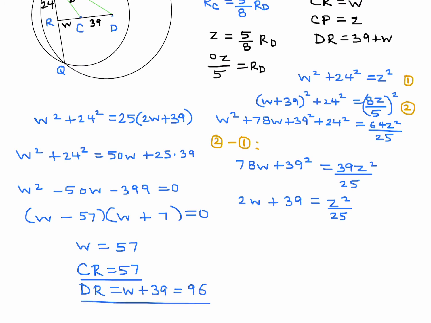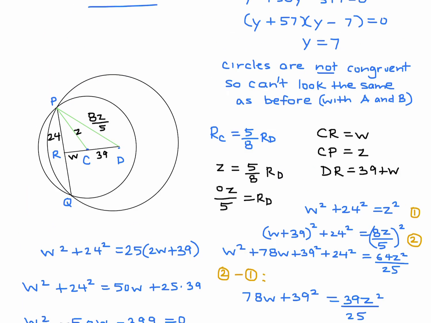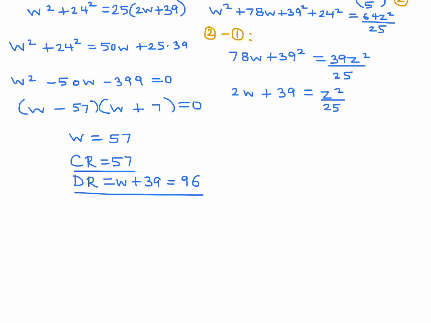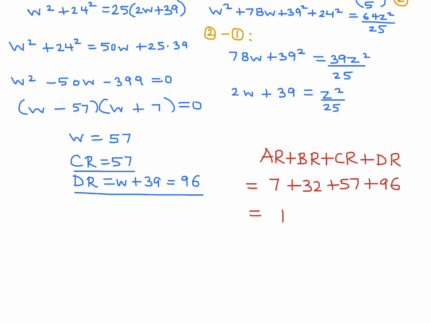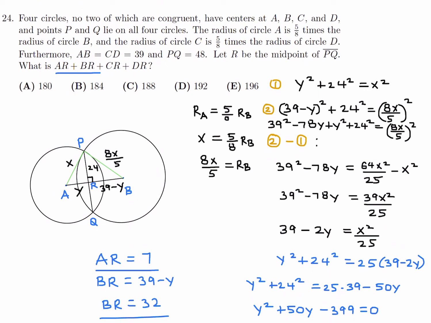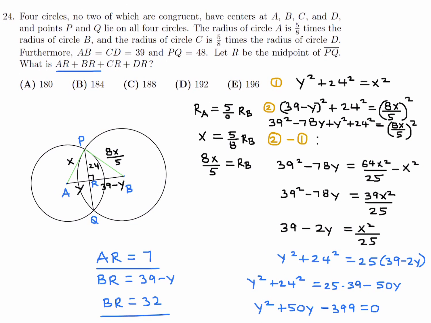We got all four. So now let's add them up. AR plus BR plus CR plus DR. AR was 7, BR is 32, CR was 57, DR is 96. And when you add that all up, you get 192. 192 for this very cool question, number 24. The answer is D.